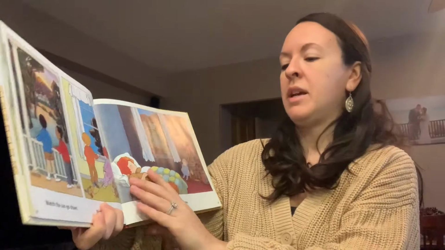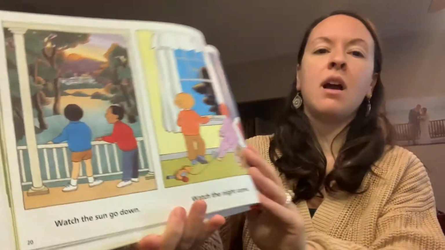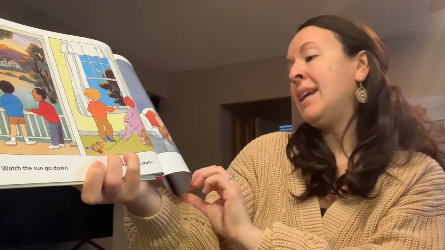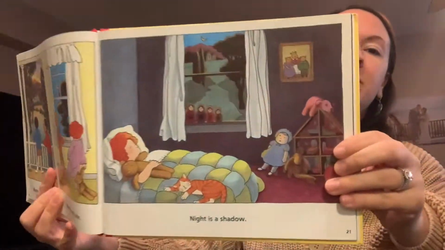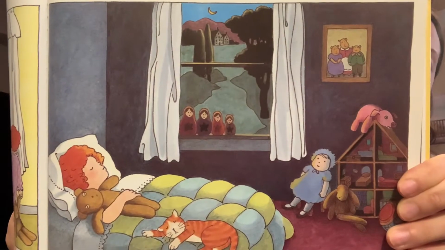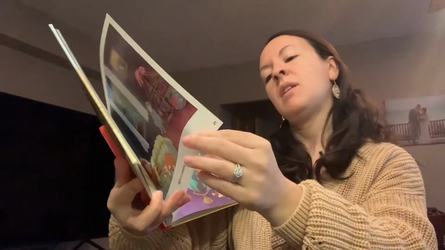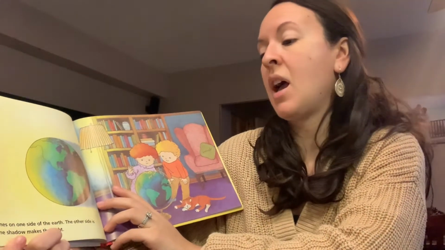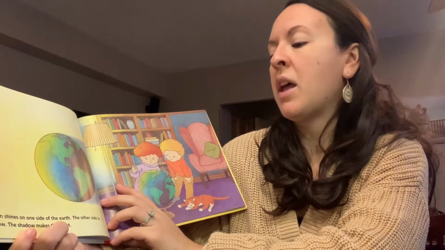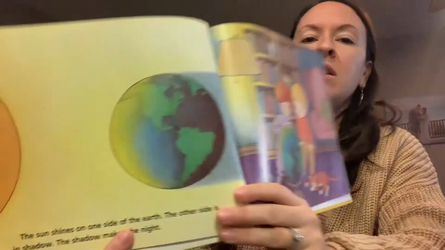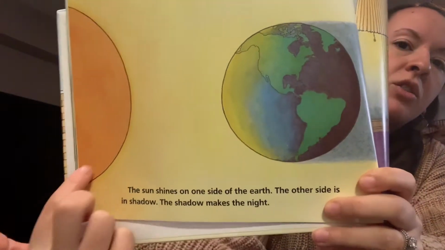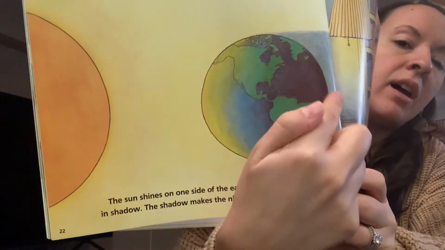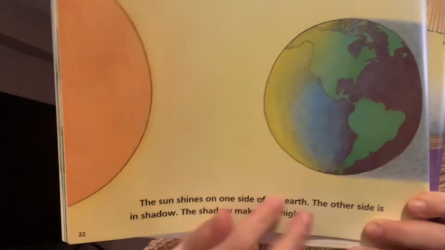Watch the sun go down. Watch the night come. Night is a shadow. The sun shines on one side of the earth. The other side is in shadow. The shadow makes the night. So see, the sun is shining on this side, so this side is day. And on the other side, there's a shadow. That side is the night.